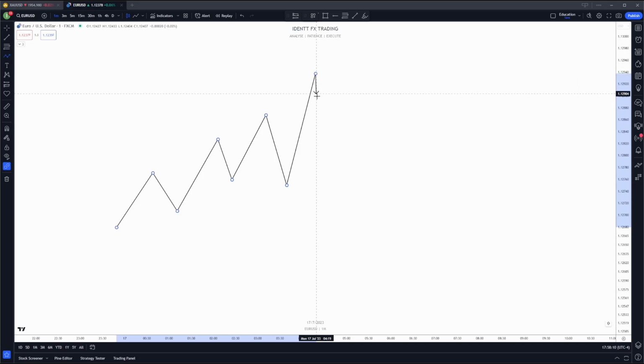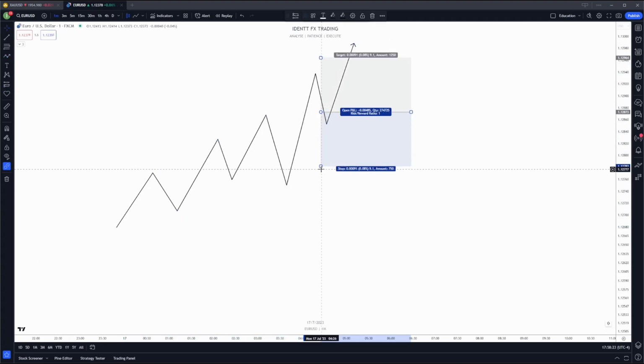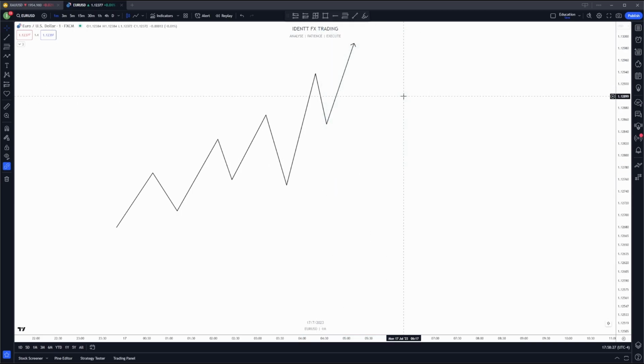And once we do that, we will try to catch an entry of either the breaker block or of a fair value gap. So in this case, a trade could look something like this, and I will cover exactly how you need to place your stop loss and so on and so forth. But these are the basic rules.